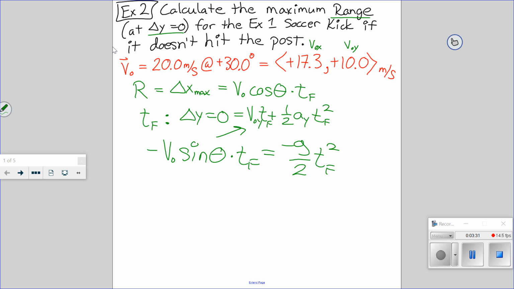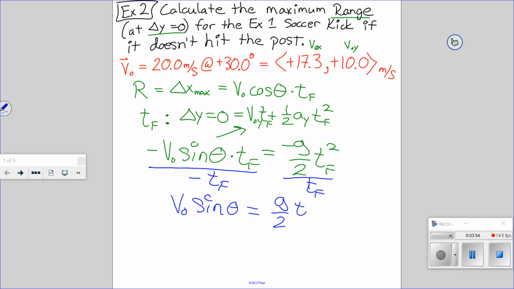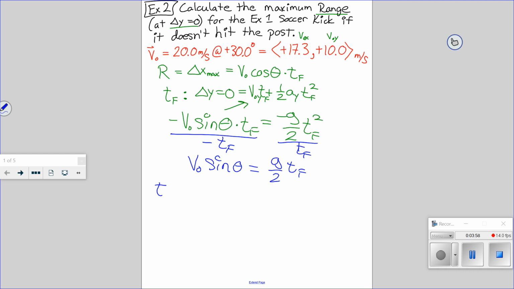But aha, let's divide both sides. I know, my algebra just runs on and on. Let's divide by negative t final. So v0 sine theta equals g over 2 times t final. So t final is just 2 v0 sine theta over g.